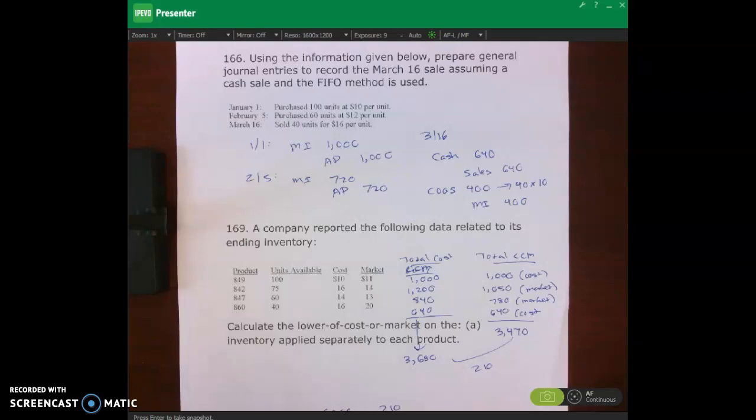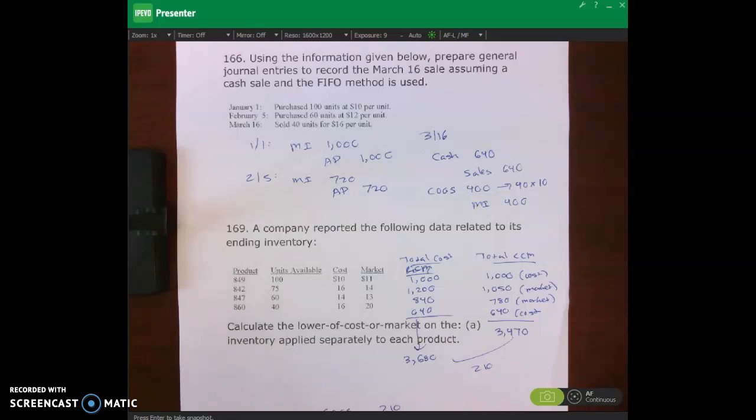We're using FIFO, okay? So on January 1st, the journal entry is debit merchandise inventory, credit accounts payable. We weren't told they were purchased on credit, but I just went ahead and assumed that. So I just said credit accounts payable. If it had said paid cash, then we would credit cash. Okay. On the 5th, we purchased another 60 units at $12 a unit. Again, same thing, debit merchandise inventory, credit accounts payable.